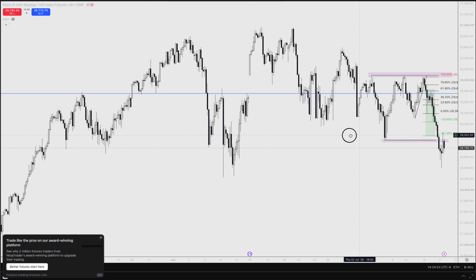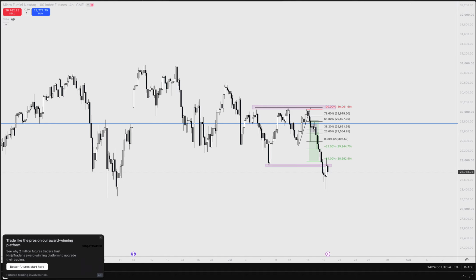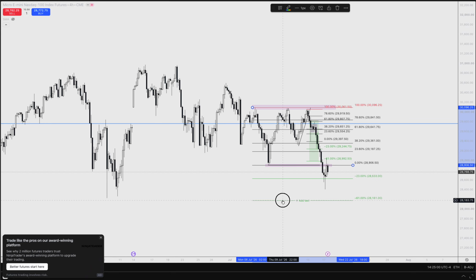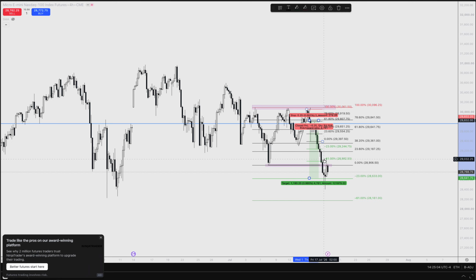You go back to the big hourly, 4 hour. And you go from here to here, and you mark your next 23%. So in theory, you have 2 trades running if you don't scale in for a third time somewhere in that area.